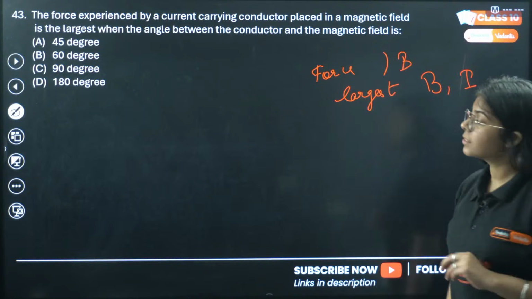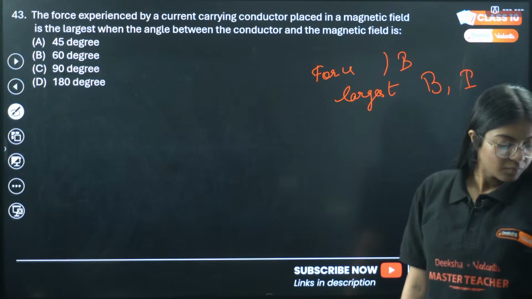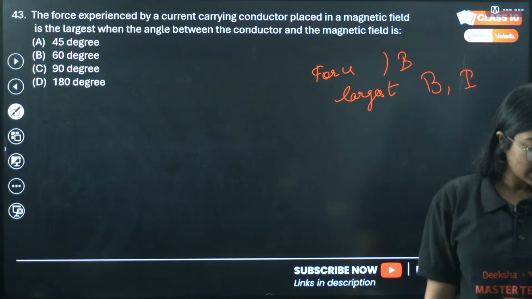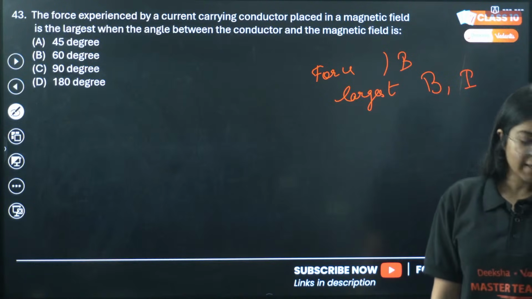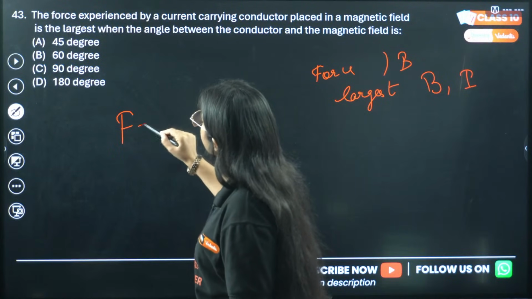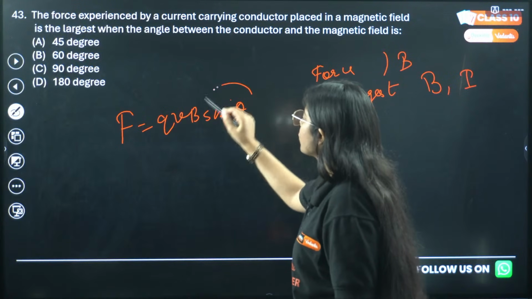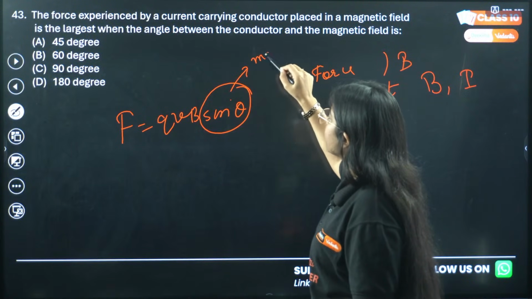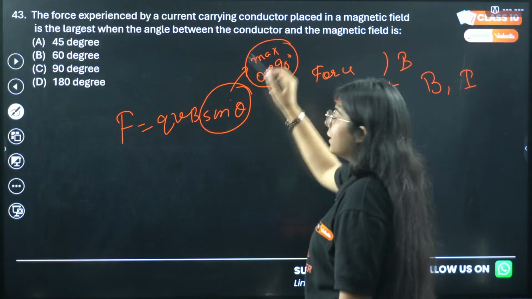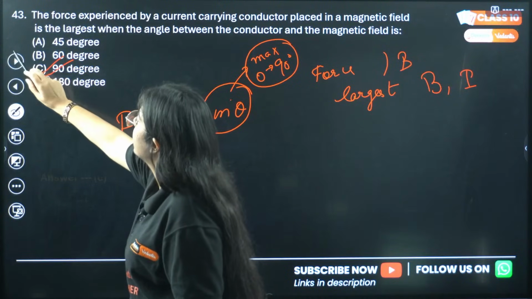Cent is saying C. Okay, anyone else? Okay, Abhinav is also saying C. Correct. Everyone is correct. Why? Because force is QVB sine theta. Now sine theta is maximum when theta is what? When theta is 90 degrees. Correct? So the answer C is correct. Next question.